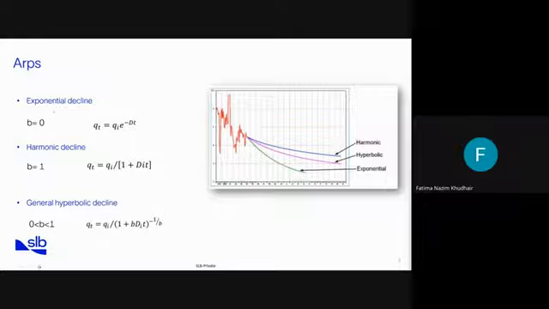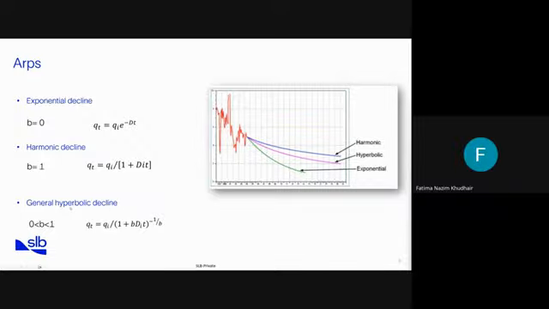We have the exponential decline, where the p-value, which is constant here, is equal to 0, and this is the equation of the exponential decline. The second equation is the harmonic, in case your p-value equals 1, and the third one is the generic hyperbolic decline, when the p-value is between 0 and 1, which is this. This is mostly used, the hyperbolic.